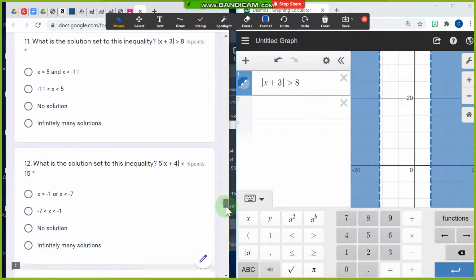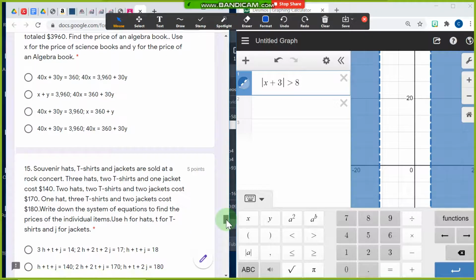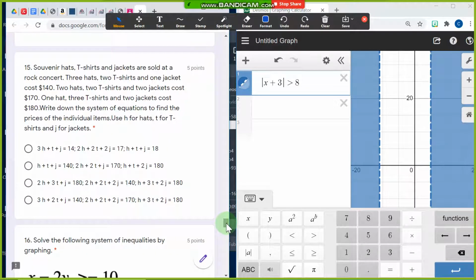All right, next up, we'll skip down to number 15. A word problem. Something we cannot do in Desmos, but most of these word problems, the equation is going to flow almost exactly like the problem says. We got souvenir hats, so H, t-shirts, T, jackets, J. They're sold at a rock concert.